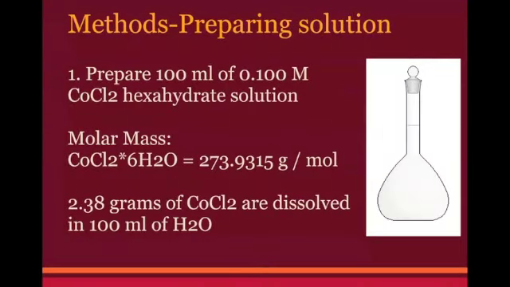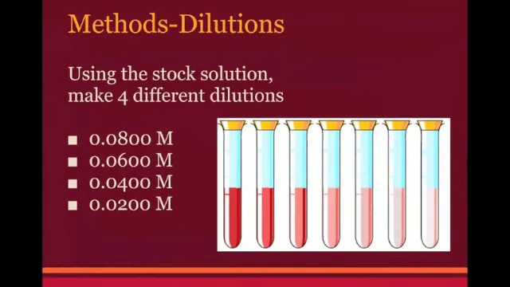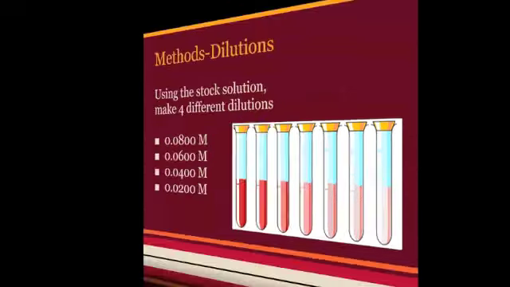Now to begin the experiment, first of all, we need to create a 0.1 molar solution of cobalt chloride hexahydrate. And we want to have 100 milliliters of this. We use the molar mass of cobalt chloride hexahydrate and dimensional analysis to find out that 2.38 grams need to be added to a volumetric flask to make 100 milliliters. Next, in order to create 4 other samples, we diluted our stock solution. We took our 0.1 molar solution and diluted it with water to 0.08, 0.06, 0.04, and 0.02.